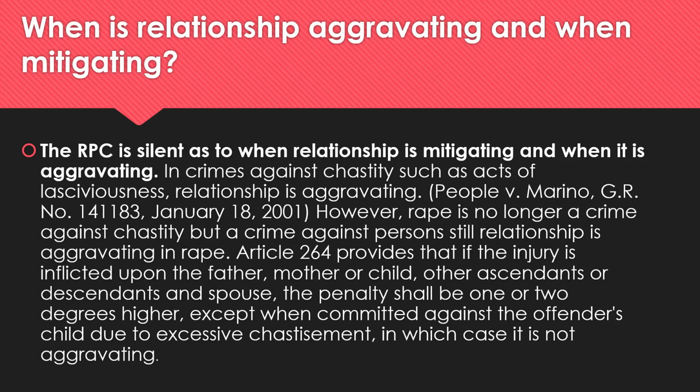When is relationship aggravating and when mitigating? Now, the Revised Penal Code is silent as to when relationship is mitigating and when it is aggravating. So, kanus-a siya na-mitigate ang crime and kanus-a siya nag-aggravate ang crime. In crimes against chastity, such as acts of lasciviousness, relationship is aggravating, because there is undue influence on the victim. For example, a father commits acts of lasciviousness, there is undue influence on the part of the victim. For example, the victim is a minor.